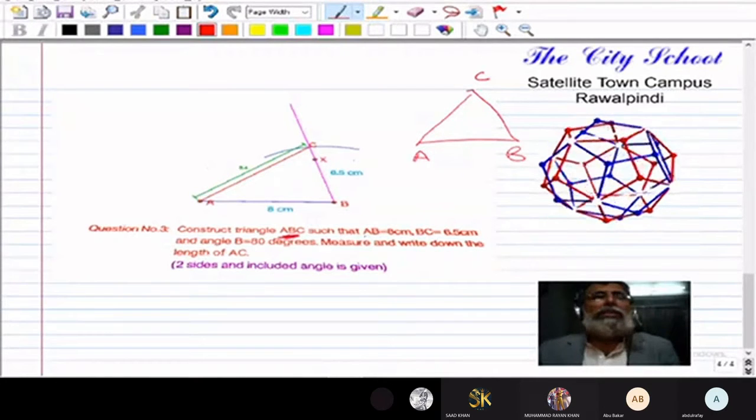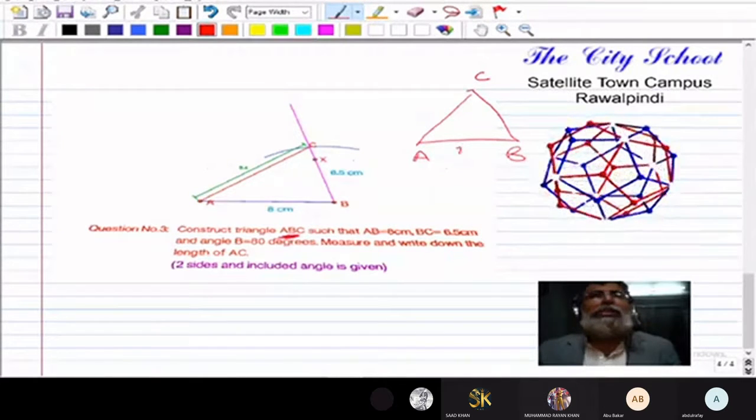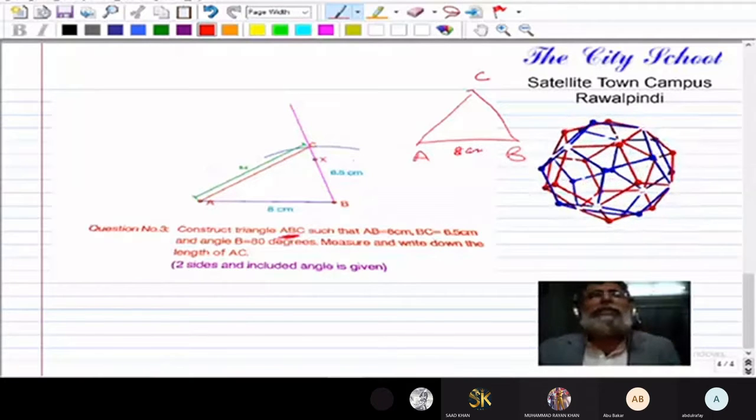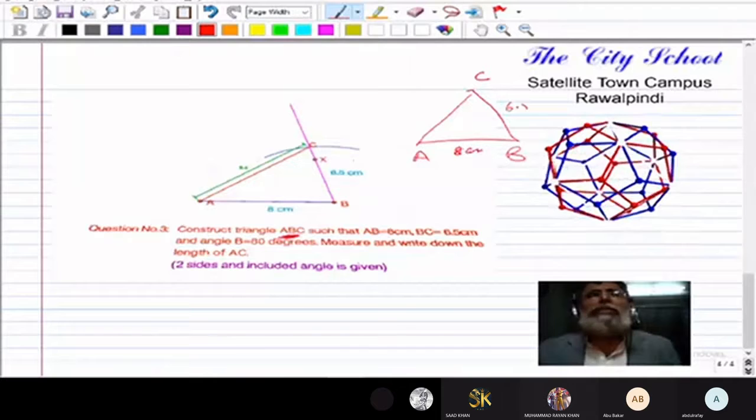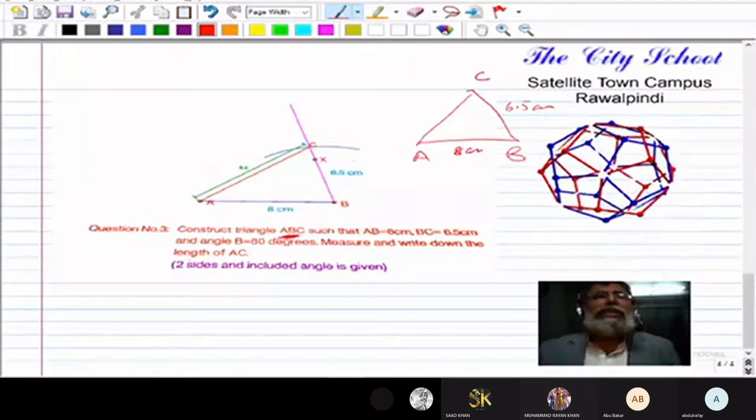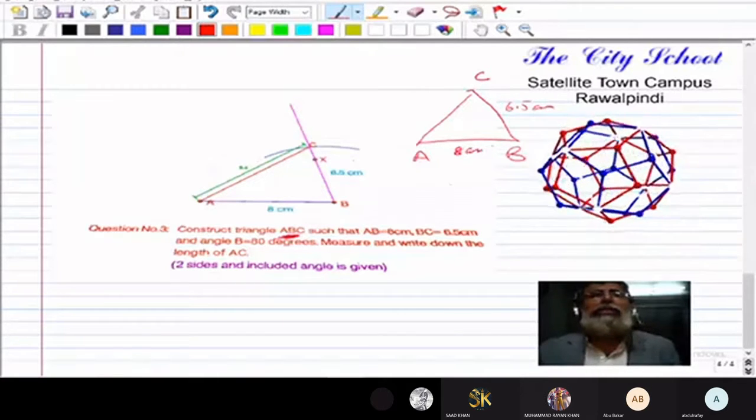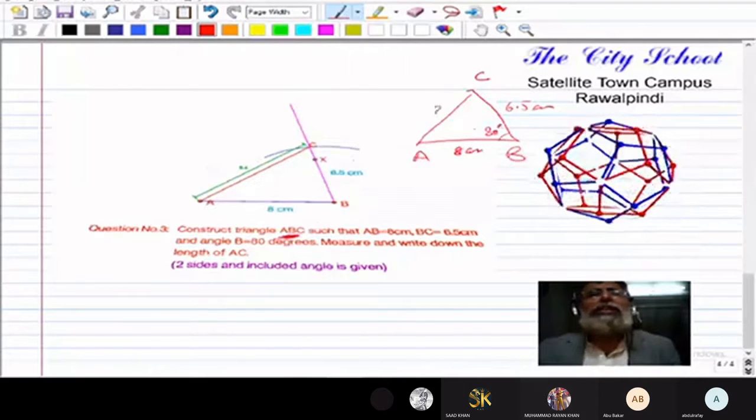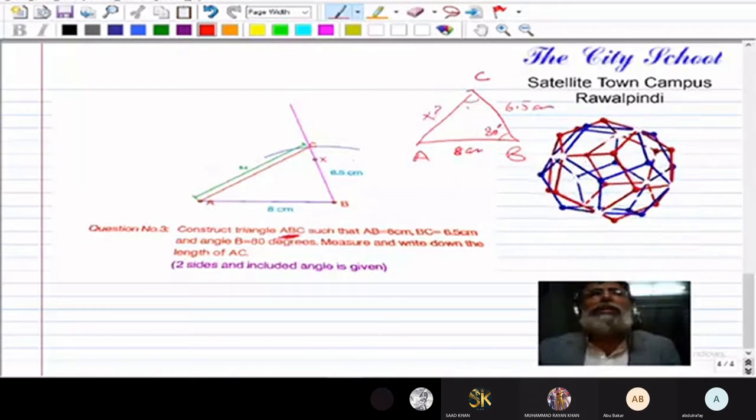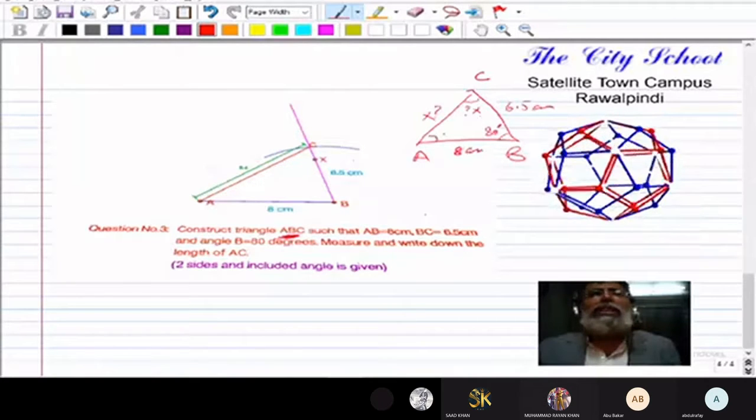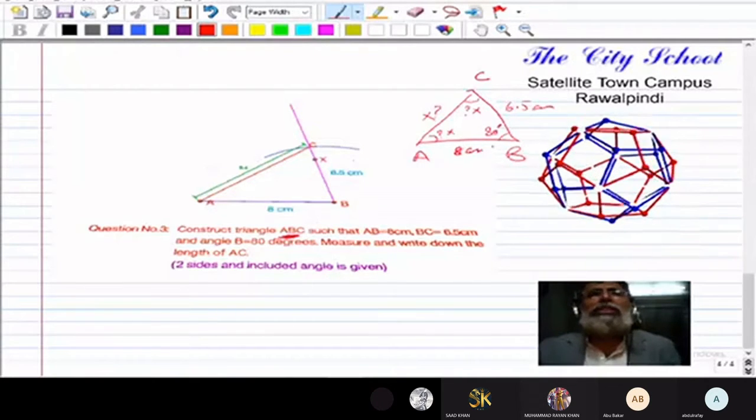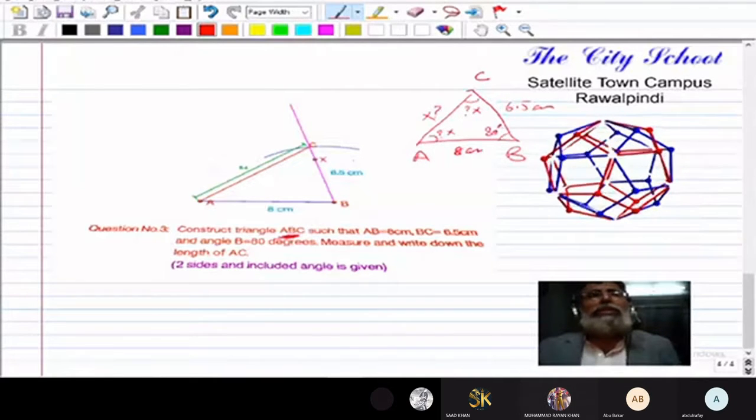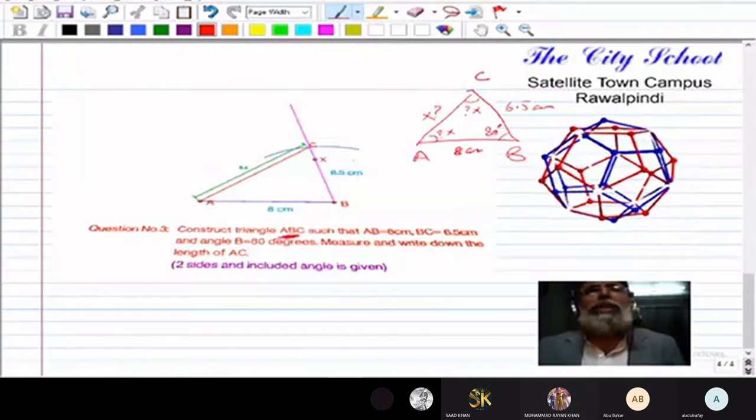Now it says AB is 8 centimeter, so this is of 8 centimeter. And then BC is 6.5, so this must be 6.5 centimeter. And then it says angle B is 80 degrees, so this must be of 80 degree. This angle is not given. Only these two sides and the included angle are given. So we'll see how we'll be drawing with the help of this.